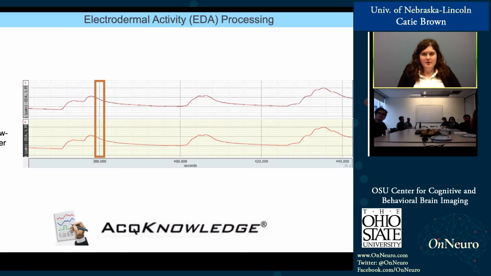Even EMG on the face is able to work, which is crazy considering that your brain's here and your face is here, and you can still get the EMG signal from that. Yeah.